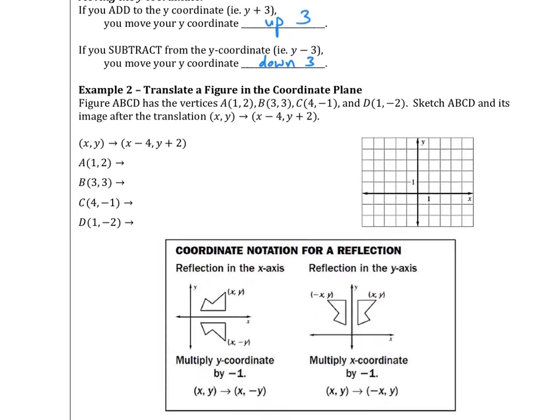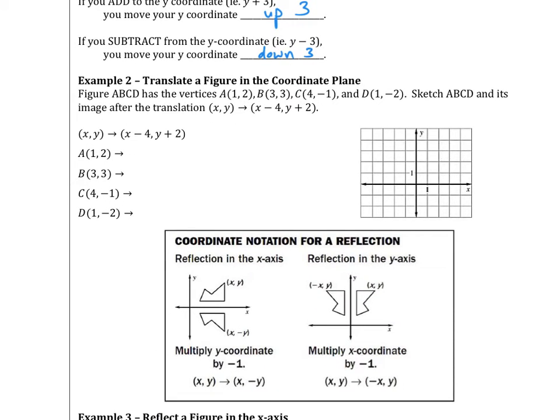If you look at example 2, it says to sketch figure ABCD and its image after the translation. So let's start by sketching ABCD. A is at 1, 2. B is at 3, 3. So 1, 2, 3, 1, 2, 3. So we have A, we have B. C is at 4, negative 1. And then we have D, which is at 1, negative 2.